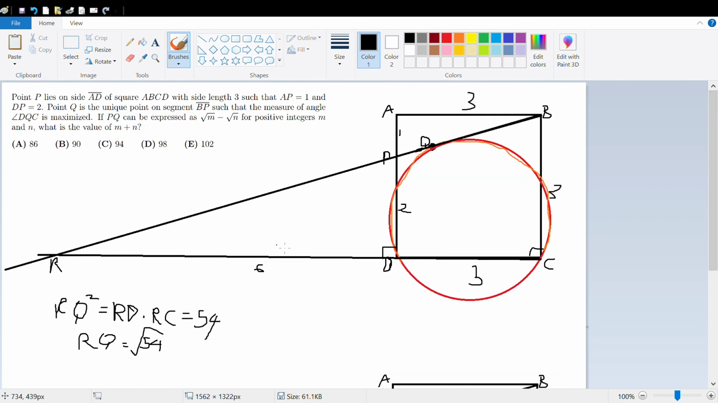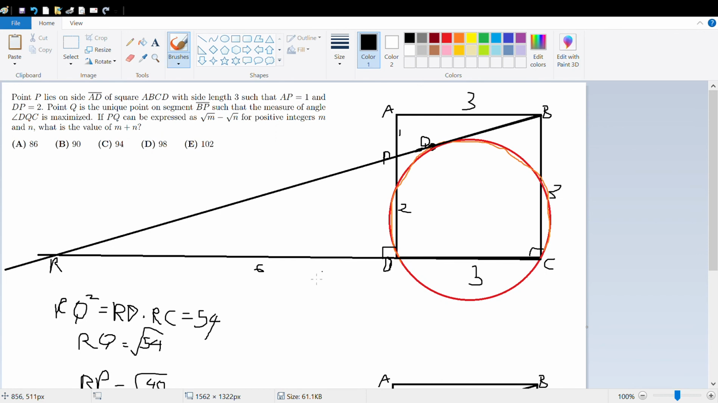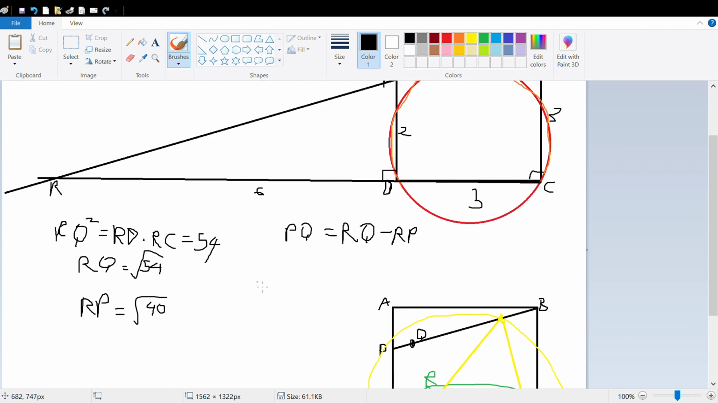By the Pythagorean theorem, we have that RP squared is equal to RD squared plus PD squared, which is 36 plus 4, which is 40. So therefore, RP is root 40. And if we look at our diagram, we can see that PQ is just RQ minus RP, and we already know what those are. That's root 54 minus root 40.